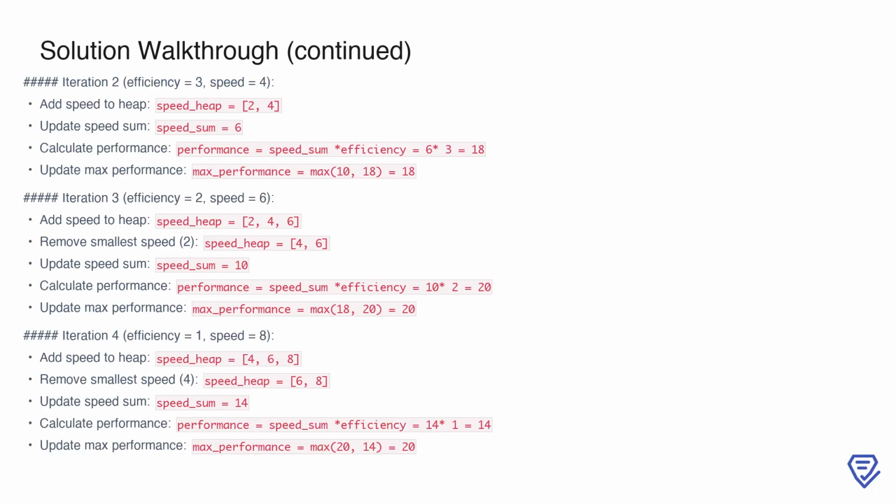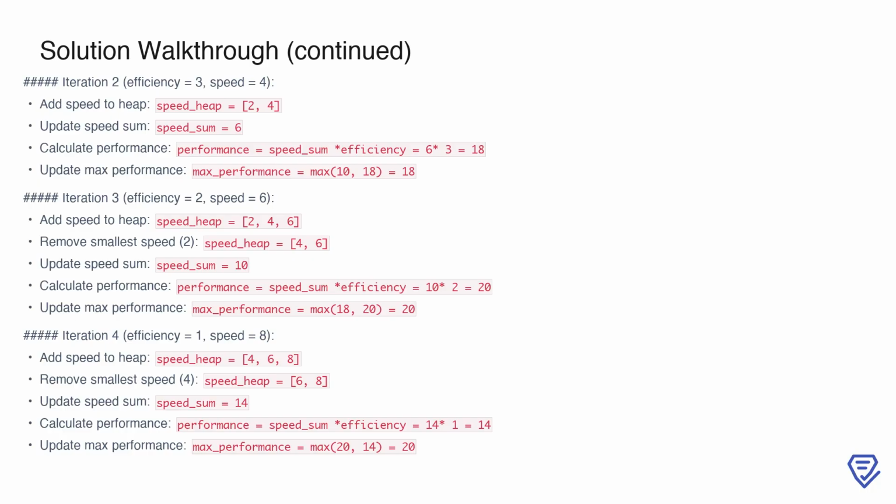For the next engineer, with efficiency 3 and speed 4, we add their speed to the heap and update the speed sum to 6. The performance is then calculated as 6 multiplied by 3, resulting in 18. This is greater than the previous maximum, so we update our maximum performance to 18.